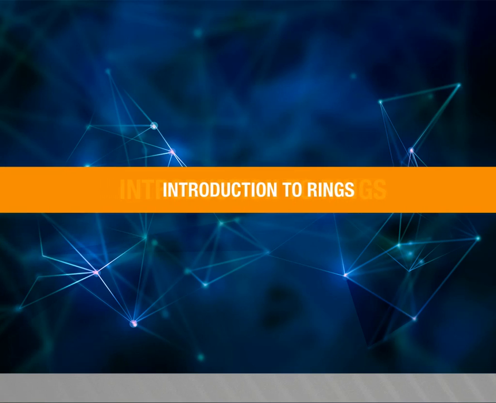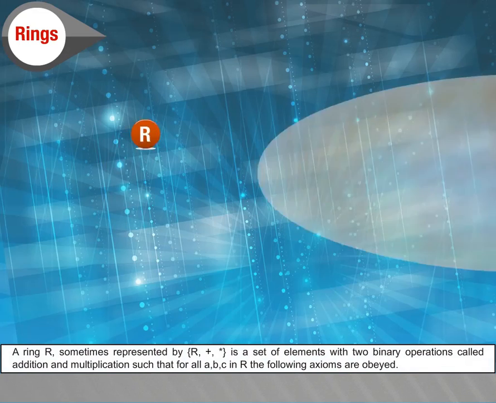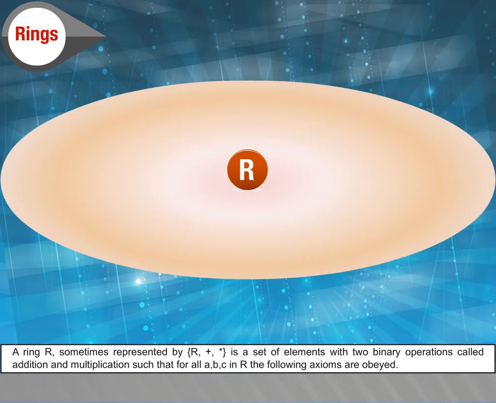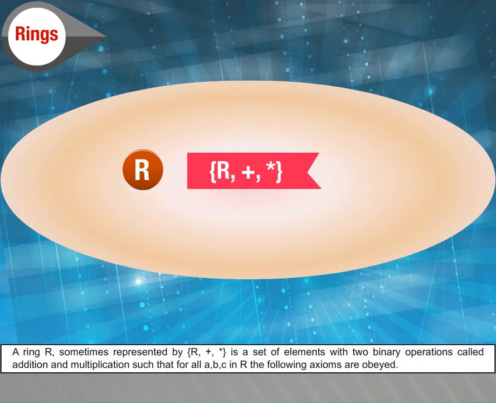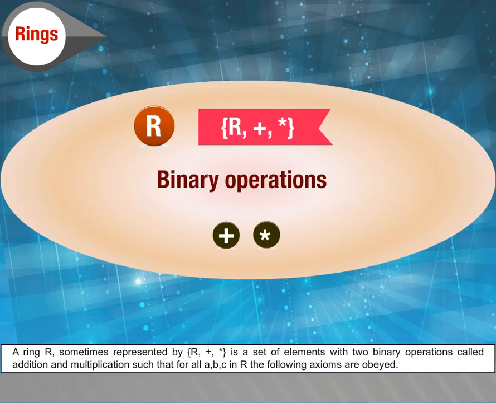Introduction to rings. In this video, we are going to see about introduction to rings. A ring R, sometimes represented by {R, +, ×}, is a set of elements with two binary operations called addition and multiplication, such that for all a, b, c in R, the following axioms are obeyed.